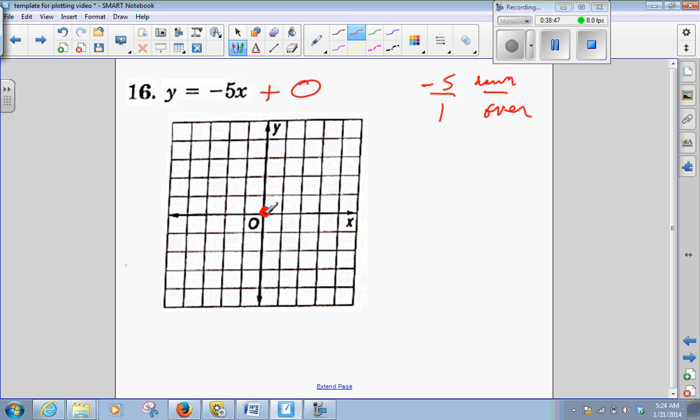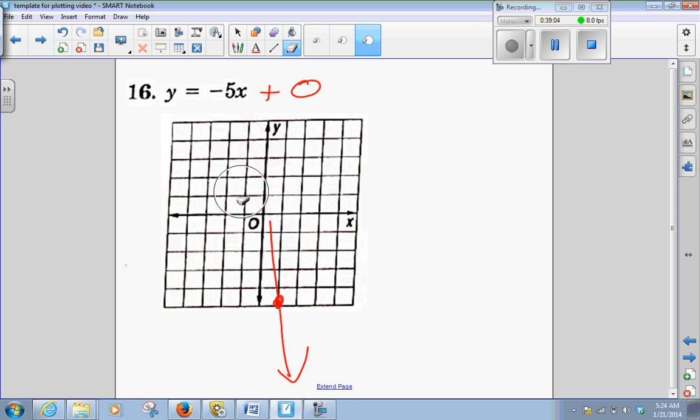So from our y-intercept of 0, we're going to go down 1, 2, 3, 4, 5, and then over 1. And voila, we've graphed that function too. If you wanted to do it by just graphing the points instead, look, it's going to turn out to be the same thing. So y is equal to negative 5x.